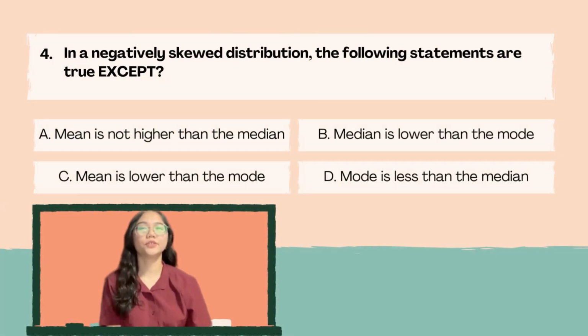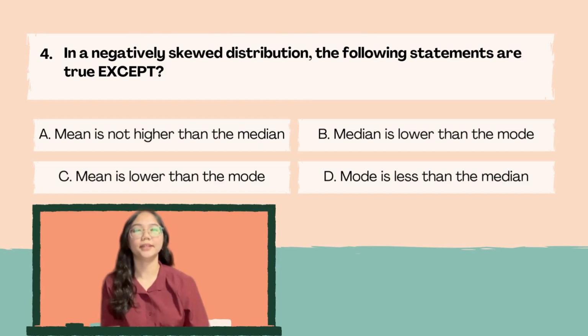For the fourth question, in a negatively skewed distribution, the following statements are true except A. Mean is not higher than the median. B. Median is lower than the mode. C. Mean is lower than the mode. Or D. Mode is less than the median. You have 15 seconds to answer.